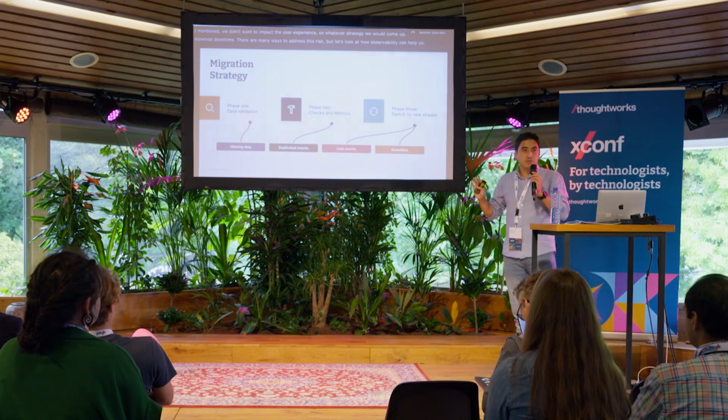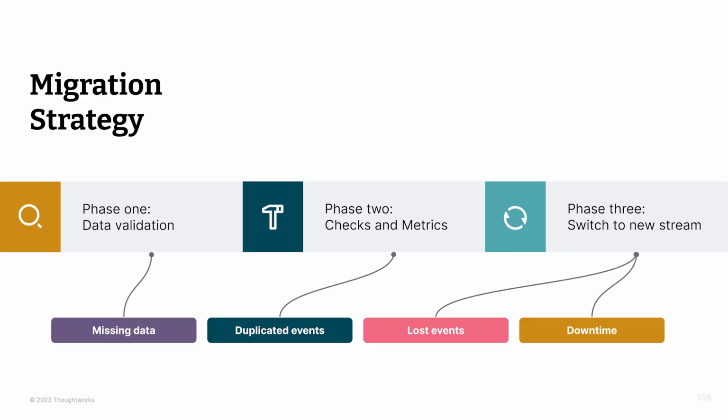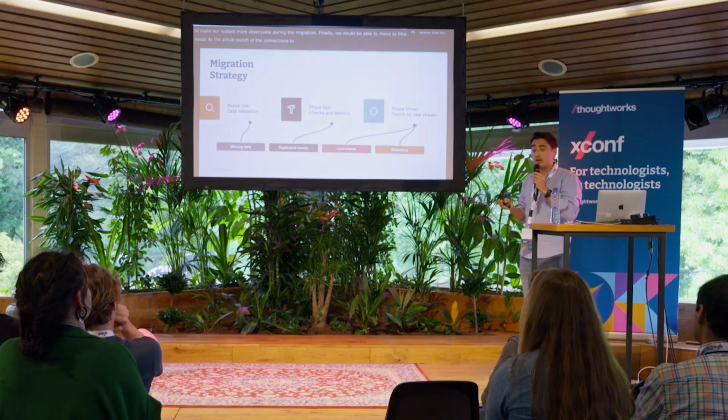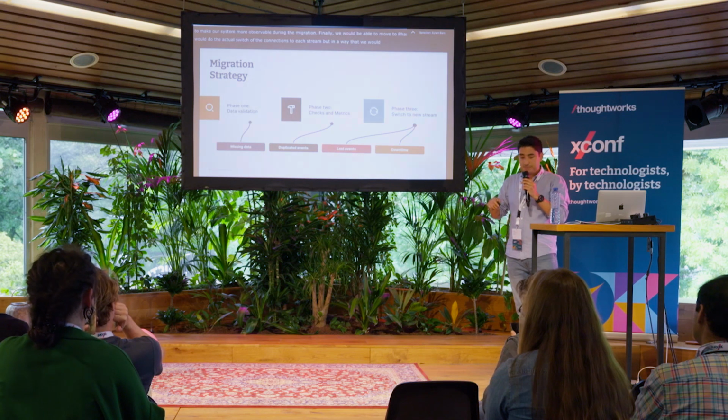I have basically just summarized the steps that we did into this 3-phase strategy. The first thing we would do is some data validation to address our missing data concern. We would then introduce some checks to avoid duplicity and add some metrics as well to make our system more observable during the migration. And finally, we would move to phase 3, where we would do the actual switch of the connections to each stream, but in a way that would guarantee that no events were lost, also minimizing downtime.